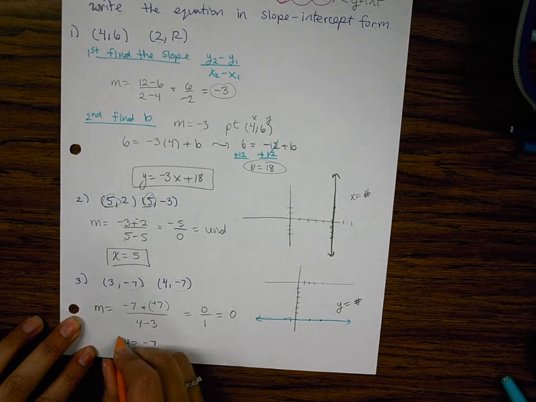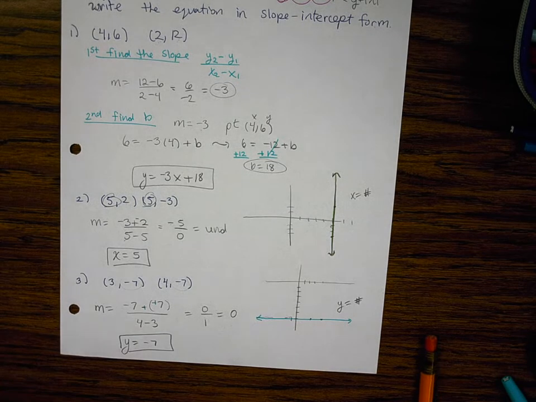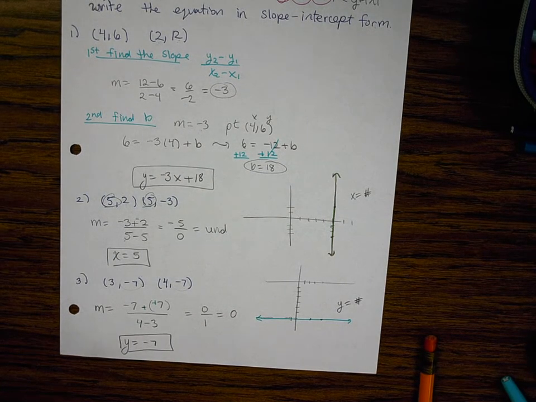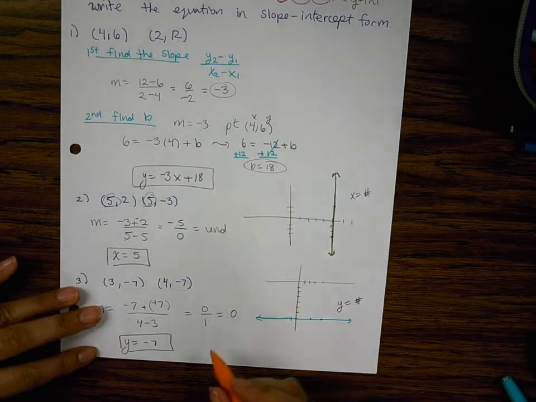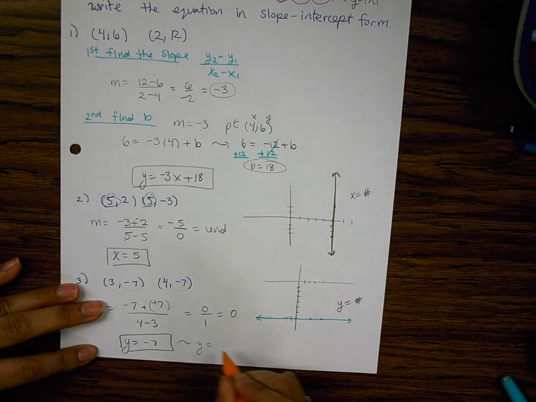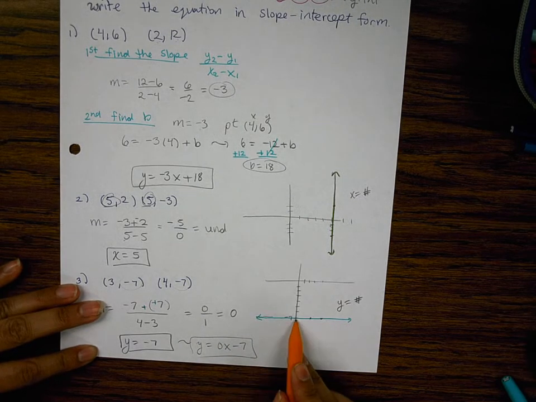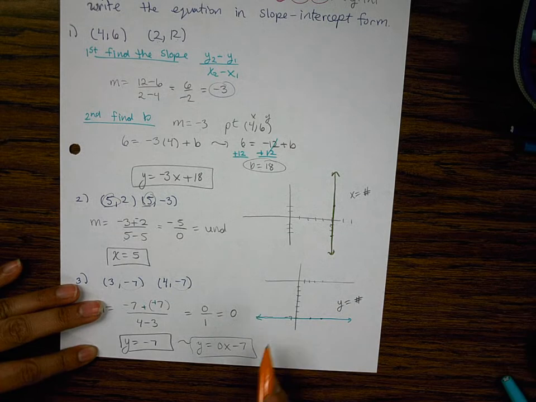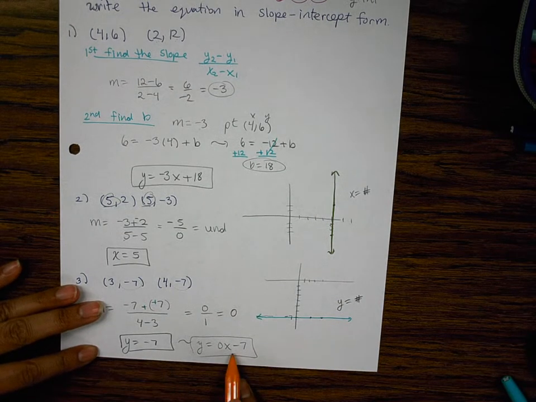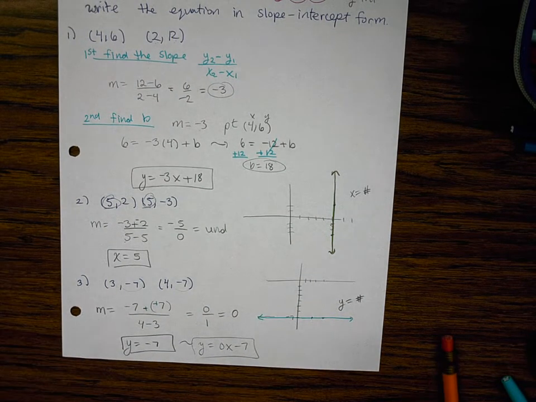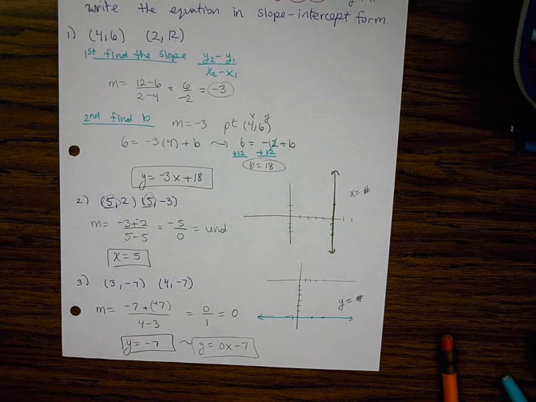All right, so what does this equation look like? Y equals what? -7. Y equals -7, which technically is slope-intercept form. If you were to write it as y equals 0x minus 7, your slope is 0, your y-intercept is -7. There's your y-intercept, slope is 0. This is the way I'd like to see it, but technically it is slope-intercept form.